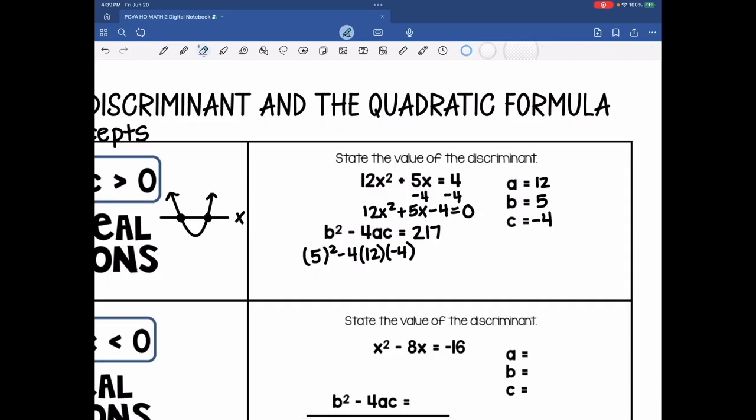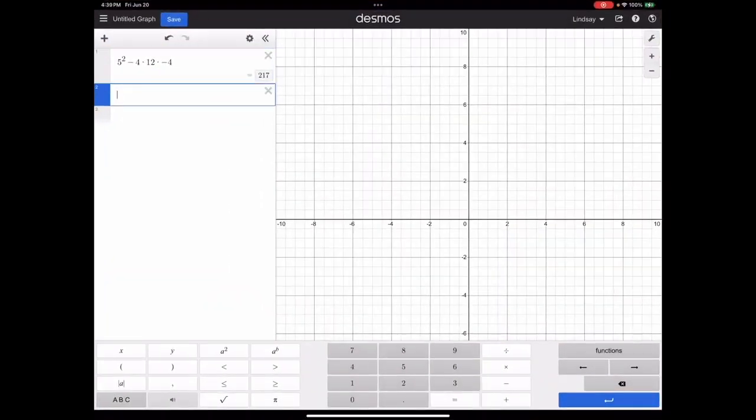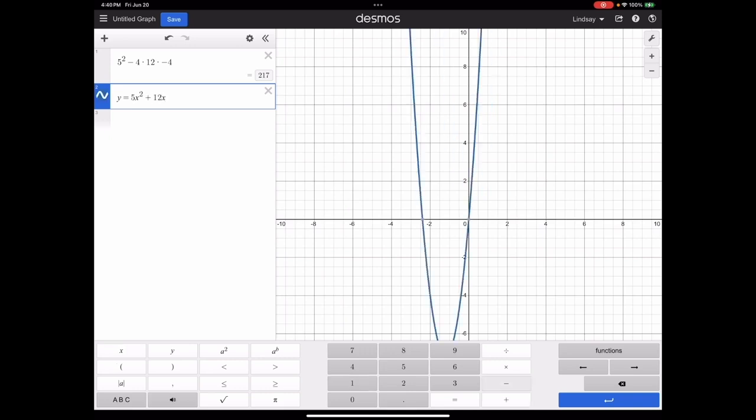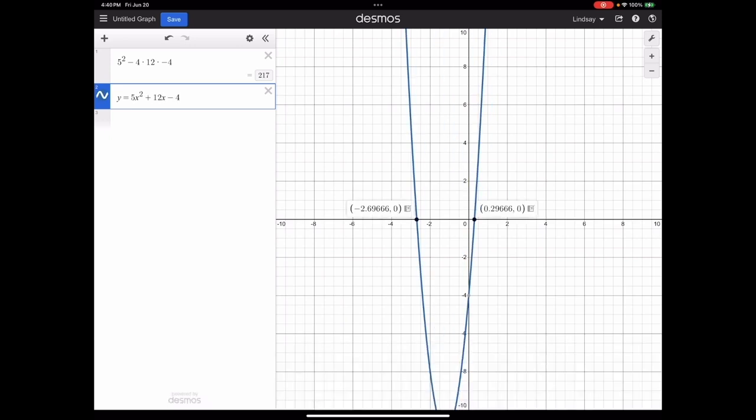which means it's going to cross the x-axis twice. So if I actually graph the one where we transferred the constant over, so we're going to say 12x squared plus 5x minus 4, we can see that it does, in fact, cross the x-axis twice. Now, we will get to a point where we find those in just a second, but we do have two real solutions. Real solutions are when they touch the x-axis.